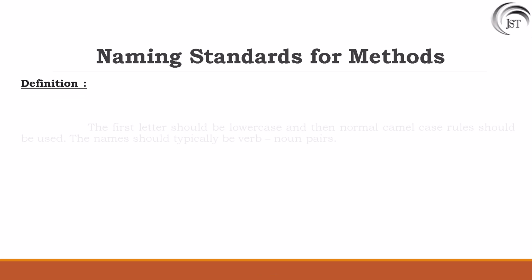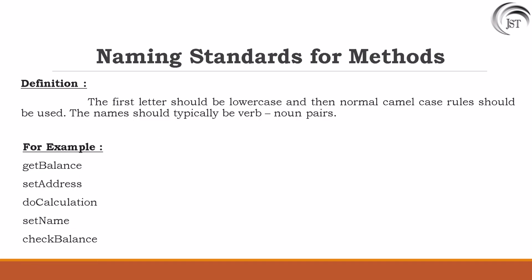Naming standards for methods. The first letter should be lowercase, and then the normal camel case rule should be used. The name should typically be a verb-noun pair. See, in methods, how to declare methods: the first letter should be lowercase. We also need to display the camel case format. Camel case format means how a camel is structured, how the camel is designed.